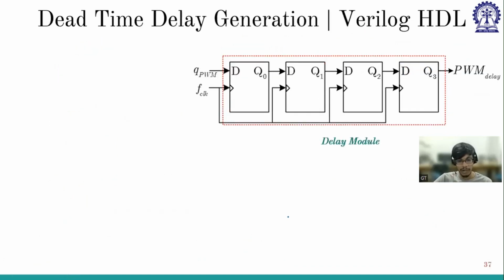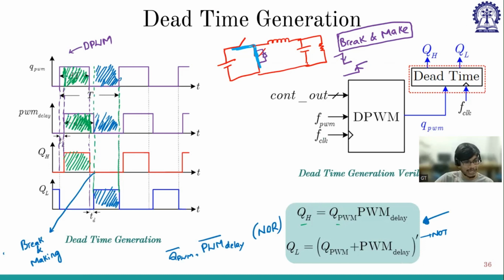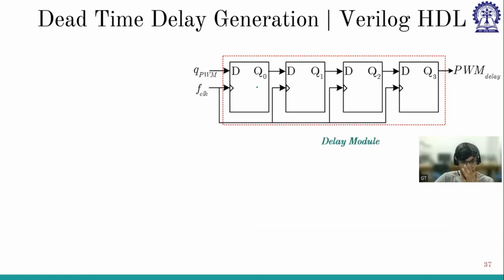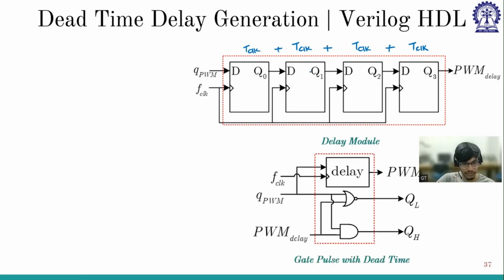So how am I delaying it? The main thing is delaying it. One such way of delaying is passing it through multiple D flip-flops. This will create one T clock delay, this will create another T clock delay, and another, and another. So I am creating multiple D flip-flops in series. So my QPWM, with PWM delay, will be delayed by 4 such T clock cycles.